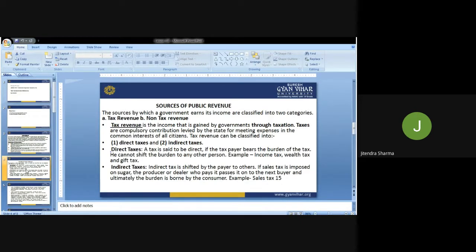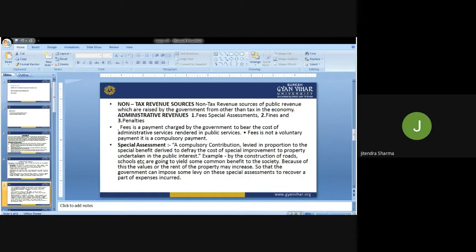Now, the sources of public revenue are divided into two categories: tax revenue and non-tax revenue. For tax revenue, we know that there are two ways: the direct tax and the indirect tax. Then we have non-tax revenue, and under non-tax revenue we have special assessment, fees, and penalties. All these are very important aspects through which the government collects revenue.